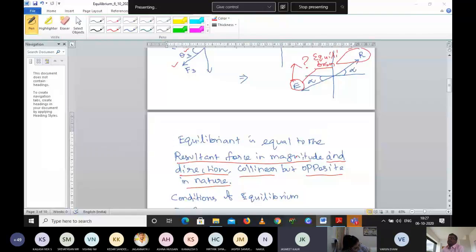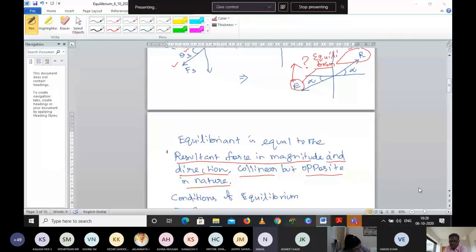Sir, if in problems, instead of asking resultant, they are asking equilibrium, what do you have to do? Resultant force equals 0. We need to change the sign, sir. Very good, boy. You have to change the direction and you have to change the values.